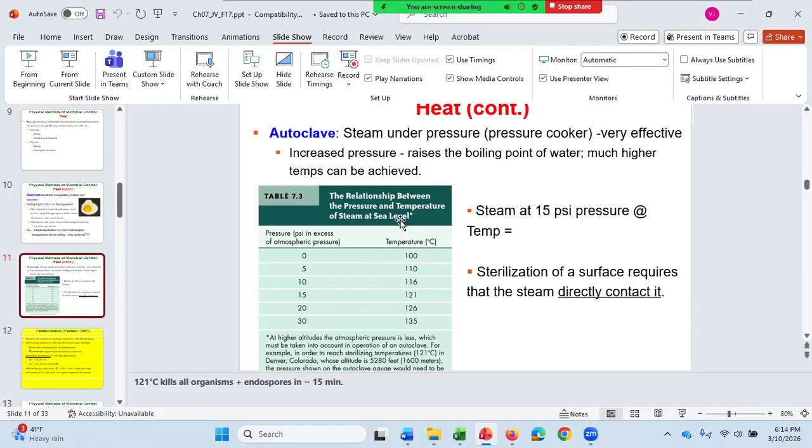But in the autoclave, steam comes out. The temperature is usually 121 degrees Celsius in the autoclave, and that means that you can kill all microbes within about 15 minutes simply by putting the steam in the autoclave.